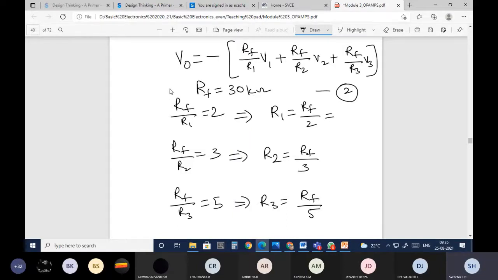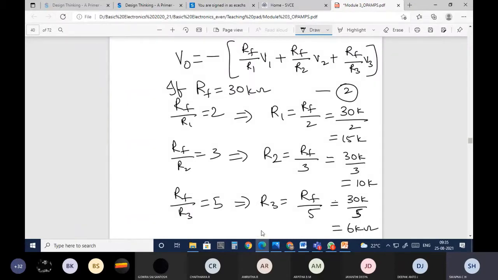If RF is equal to 30 kilo ohms, then R1 will be equal to 30k divided by 2, which will be equal to 15k. R2 will be equal to 30k divided by 3, which will be equal to 10k. R3 is 30k divided by 5, which will be equal to 6 kilo ohms. So R1 is 15 kilo ohms, R2 is 10 kilo ohms, and R3 is 6 kilo ohms. This is the designing.